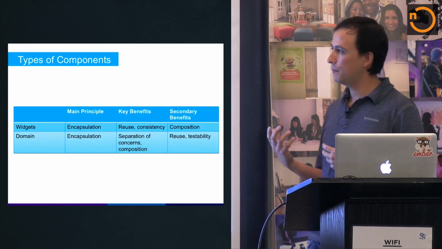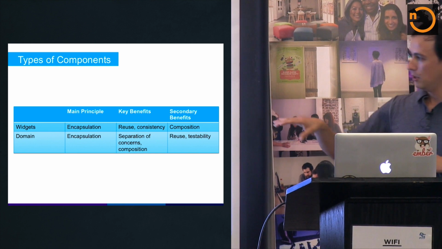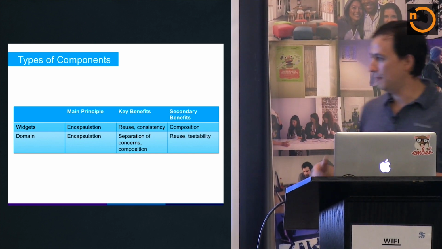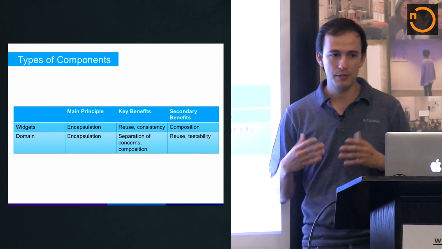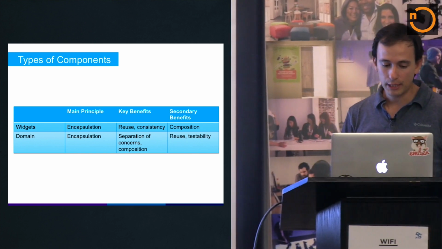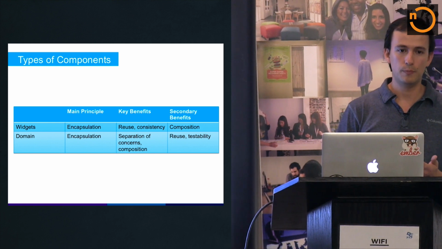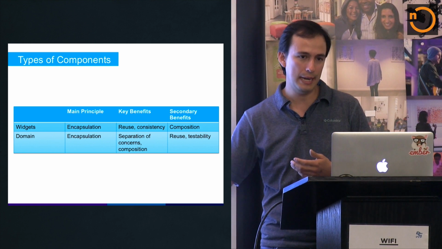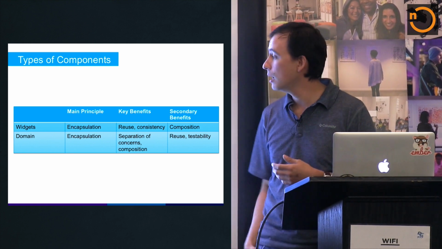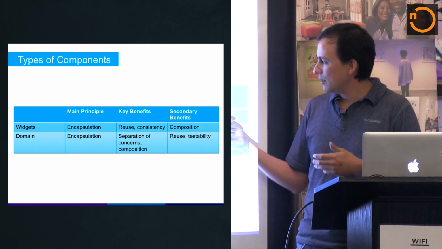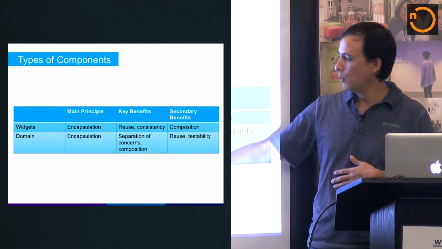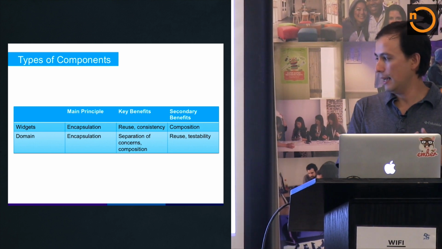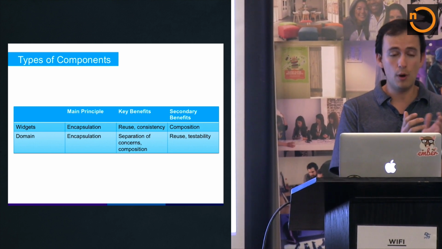So once you start thinking of types of components, think of what some of the benefits of those will be. Obviously, the main principle is the same: encapsulation. One of the key benefits of widgets is reuse. You want to use all of these things across your app. You have a text box or a data grid, and you want to use it all over the place. Secondary benefits will be composition. Once you're thinking of domain components, separation of concerns and composition are among the main benefits.